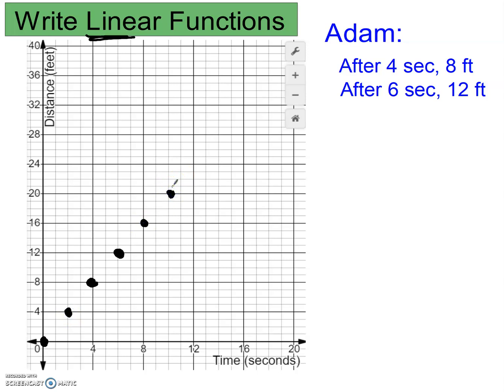So I'm looking at his progress across the graph, or across the race here, and it looks like in the first 2 seconds he went 4 feet, in the next 2 seconds he went another 4 feet, and in the next 2 seconds he went another 4 feet. So it looks like he's going 4 feet every second. Okay, and so I'm going to write that 4 feet per second. Okay, and he started at the starting line.